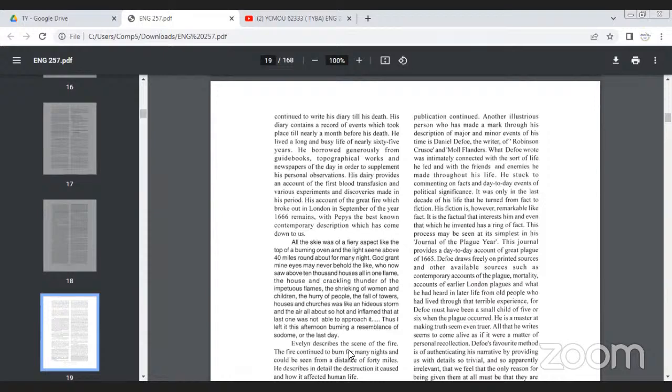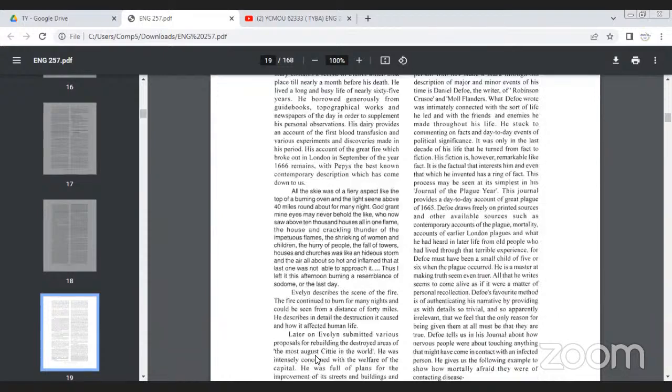Evelyn describes the essence of the fire. The fire continued to burn many nights and could be seen from a distance of 40 miles. He describes in detail the destruction it caused and how it affected human life.